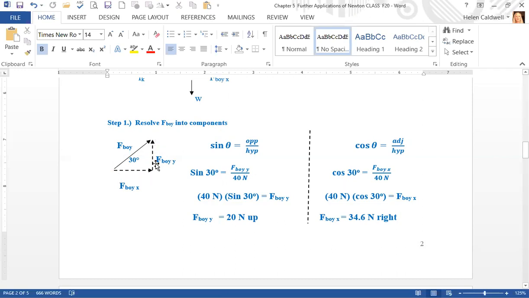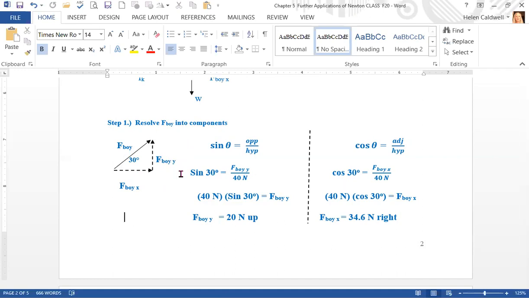Force of the buoy in the y direction is the vertical dashed arrow. So sine is opposite over hypotenuse. So the sine of 30 degrees is the force of the buoy in the y direction, because if our angle is down here in the corner, the side opposite is right here, the y value. The force of the buoy in the y direction, and then divided by the hypotenuse, which is 40 newtons.